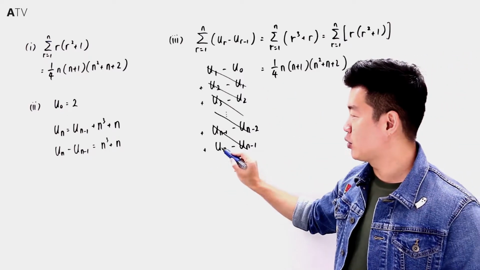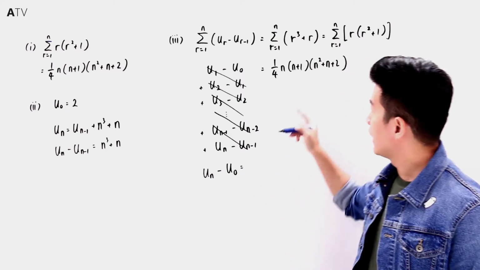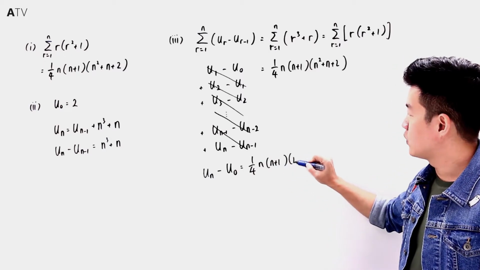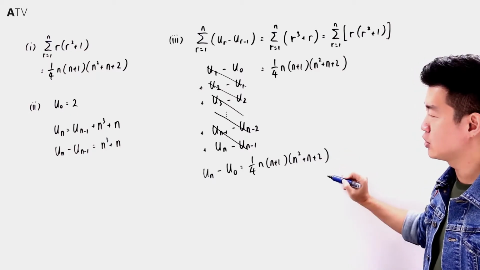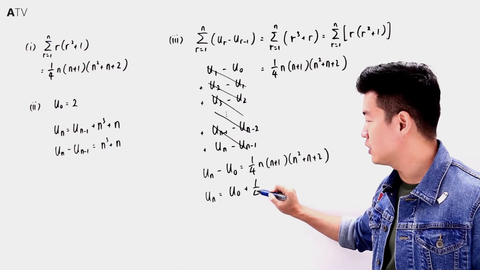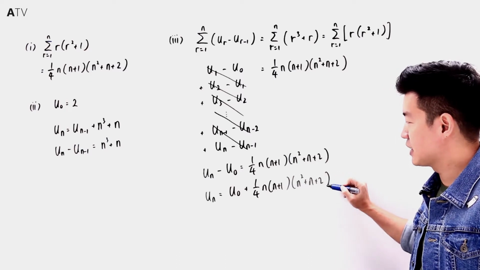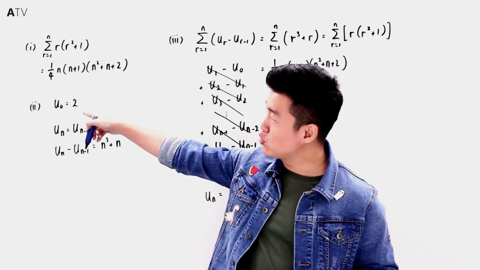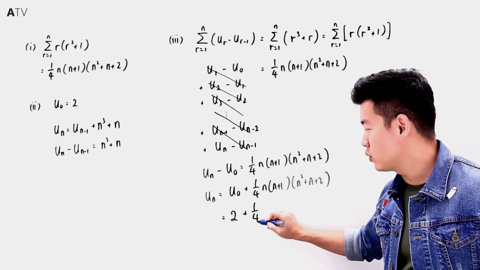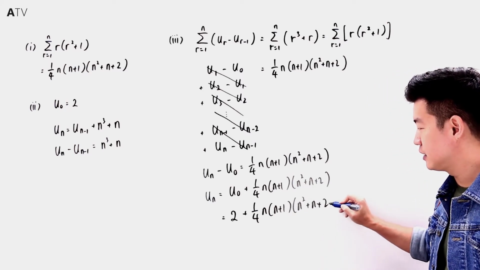So on the left hand side now, I'll be left with u_n minus u_0, and on the right hand side it is 1/4 n plus 1, n squared plus n plus 2, which means that u_n is going to be equal to u_0 plus 1/4 n plus 1, n squared plus n plus 2. And what is u_0? From part 2 of the question, we know that u_0 is 2. So it is 2 plus 1/4 n plus 1, and n squared plus n plus 2.